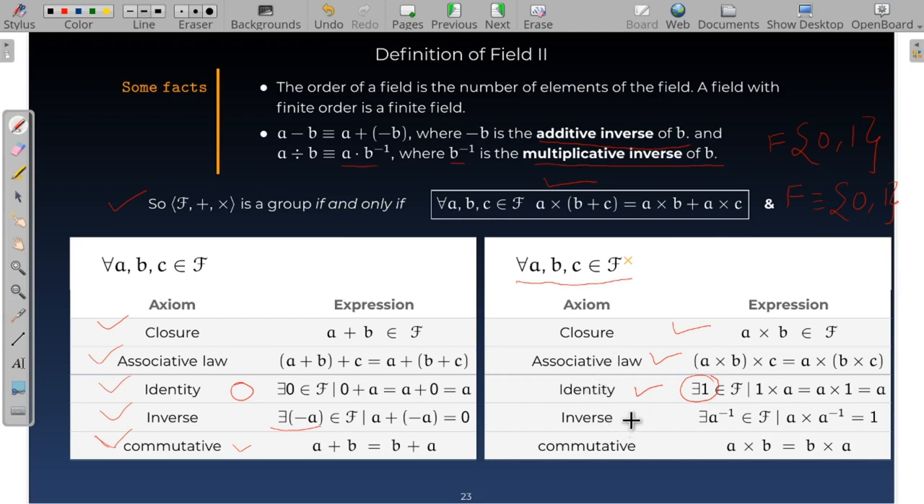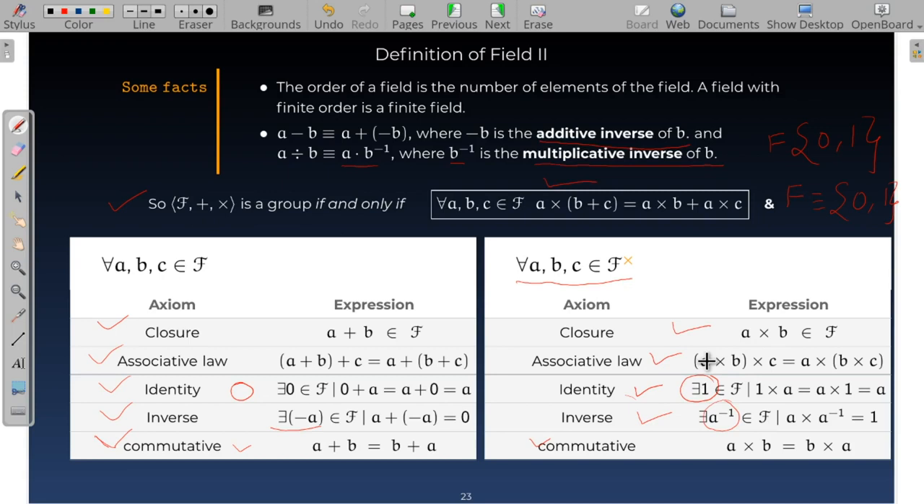Now an inverse is also going to exist for each and every element. With respect to addition, the inverse was minus A. With respect to multiplication, the inverse notation is A to the power minus 1, or we simply call it A inverse. And we should also have commutation with respect to multiplication: A times B should be equal to B times A. So this is the definition of a field.